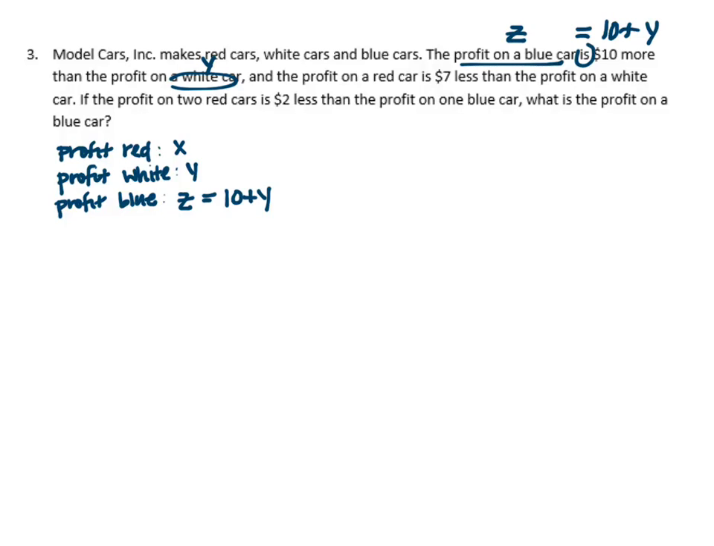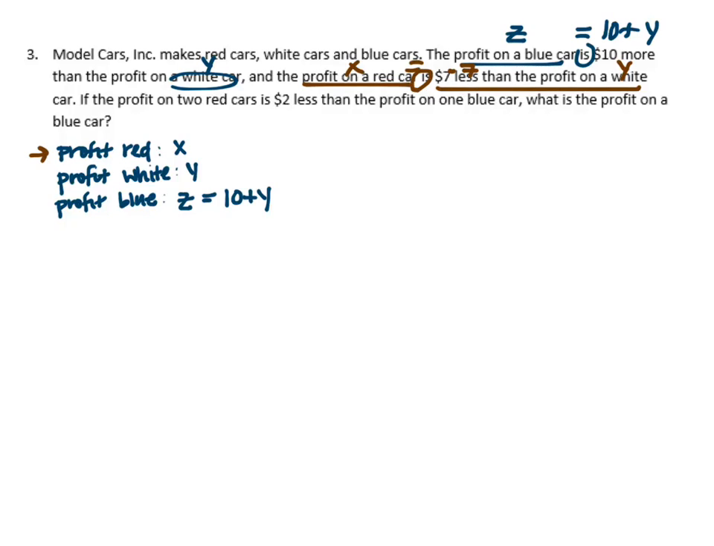The next thing that we're given is the information to say the profit on a red car. Now we're recognizing the profit of a red car to be X. Is means equals 7 less than the profit on a white car. Now whenever I see less than, I know I need to reverse the information. So the white car we indicate with a Y. And 7 less is the same thing as saying minus 7.